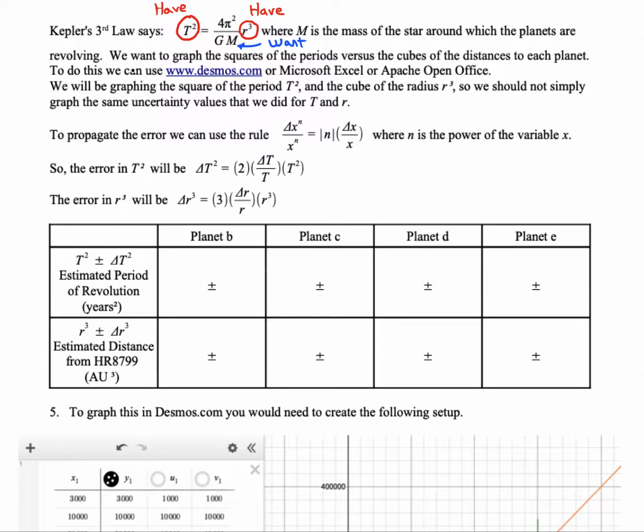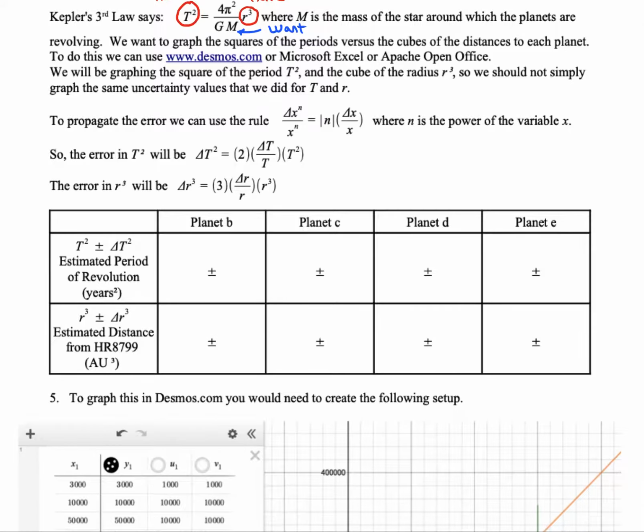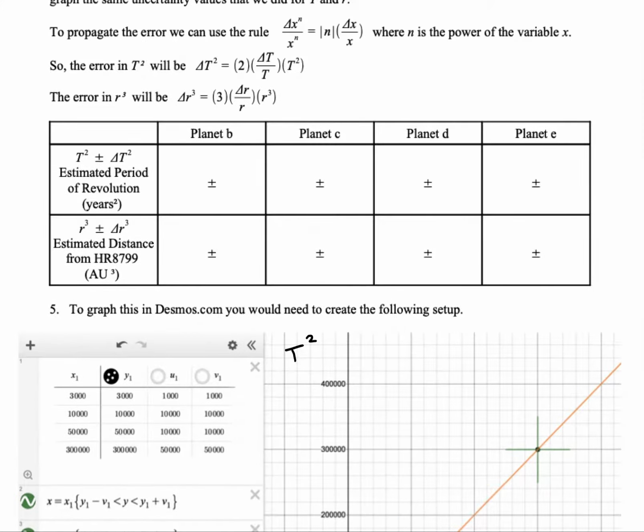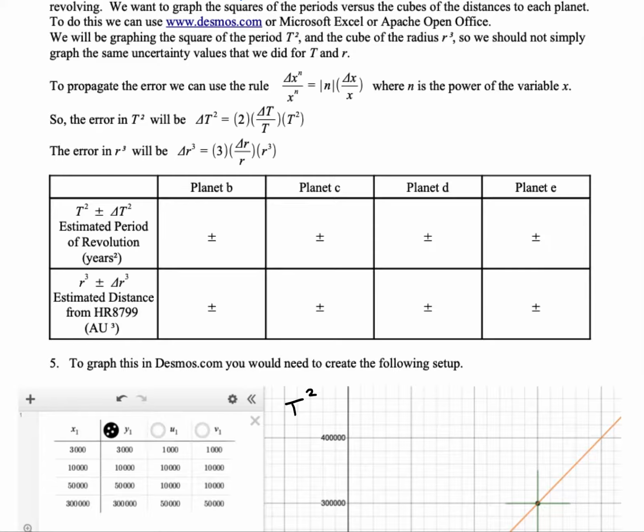All right, so we want to graph the squares of the periods versus the cubes of the distances to each planet. There's an example graph here below, and it's not totally labeled, but let's see. We want the period squared on the left, and we're going to want r cubed on the horizontal axis. All right, now I'm just going to get some information from our solar system in order to give you an example of what it should look like.